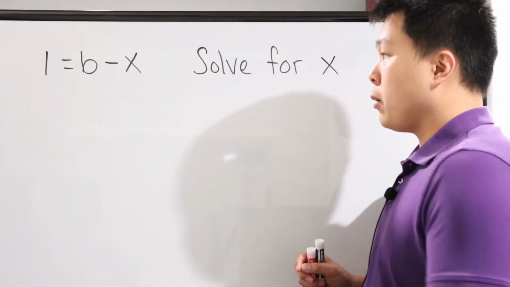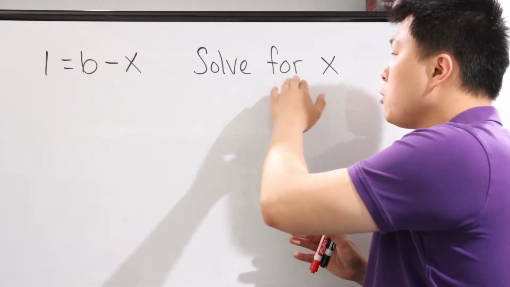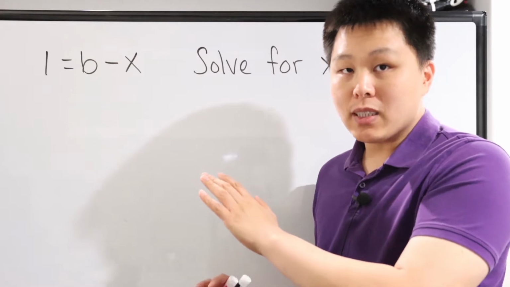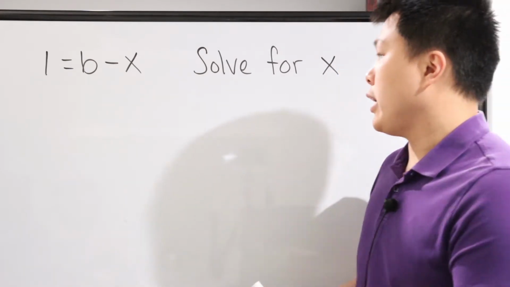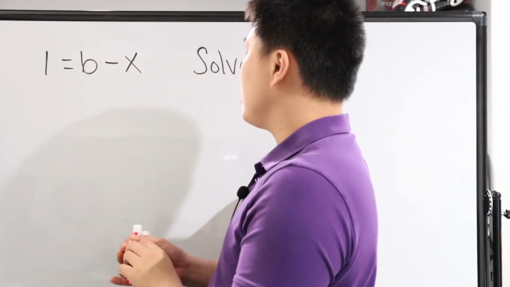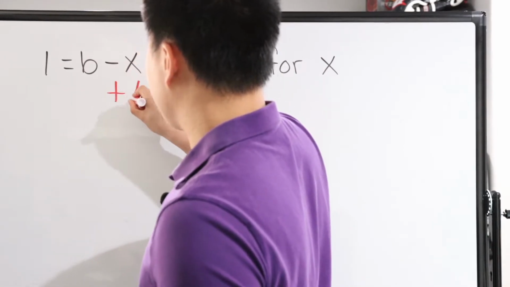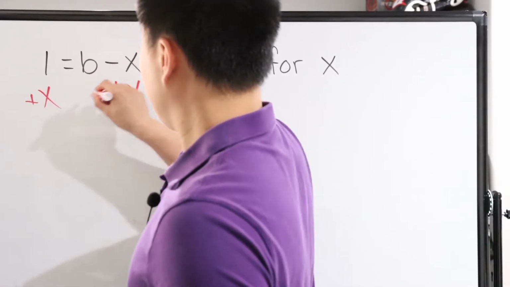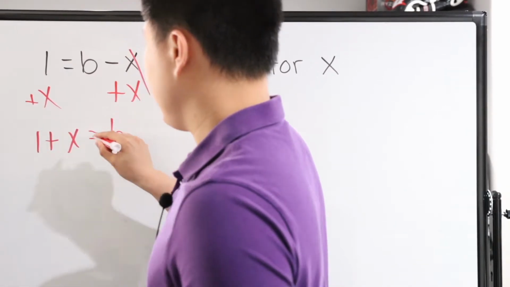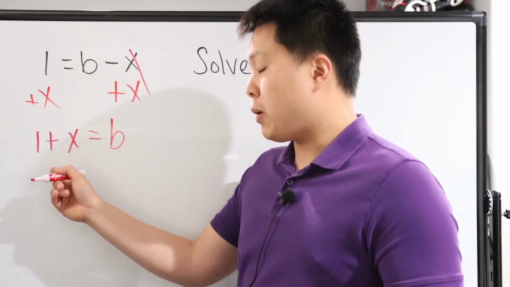Now, for this first problem, we have 1 equals b minus x. The problem itself is saying to solve for x. So in the end, when we're solving for x, we want x by itself, everything else on the other side. Now, since we have x right here, and it's a minus x, I'm just going to do some sort of manipulation. You guys can see what I mean. I'm going to add x on both sides. This goes away. Now I have 1 plus x equals b. This is just a way for me to change the negative sign into positive.